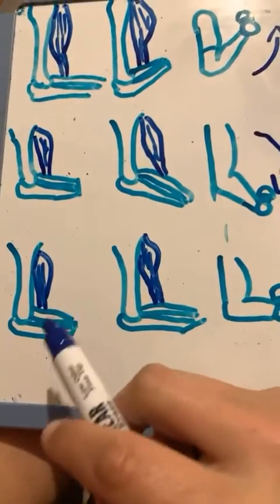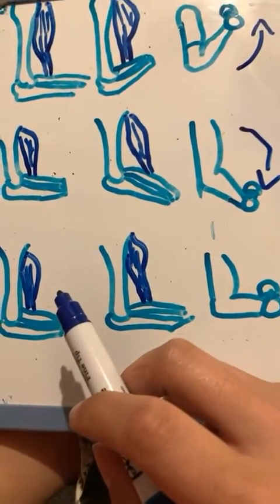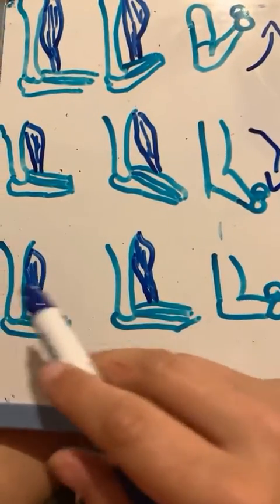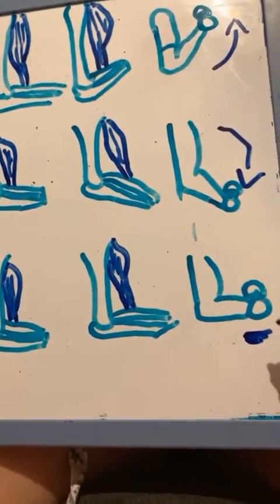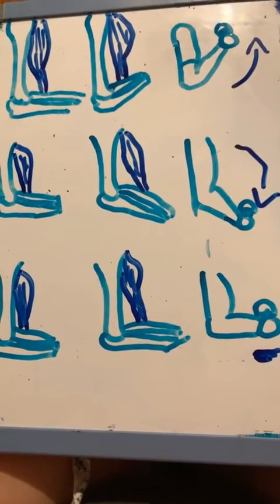And then the final one is showing no movement, or isometric contraction, because the muscle is still contracting to maintain that weight, but there's no actual movement going on. So those are just three of the main types of contraction.